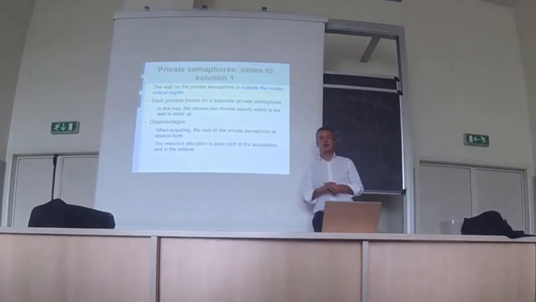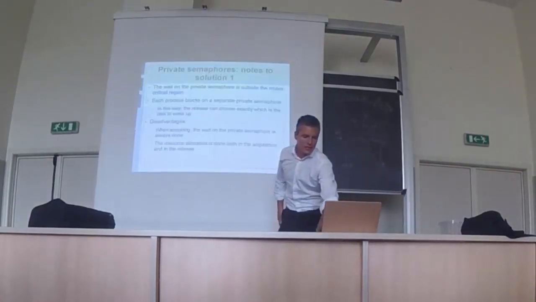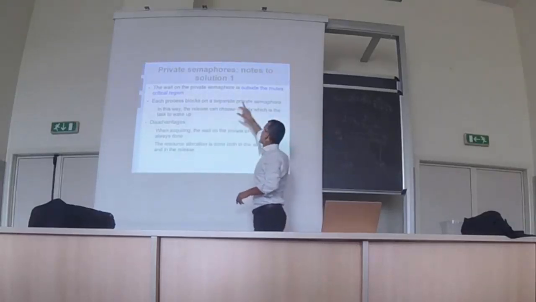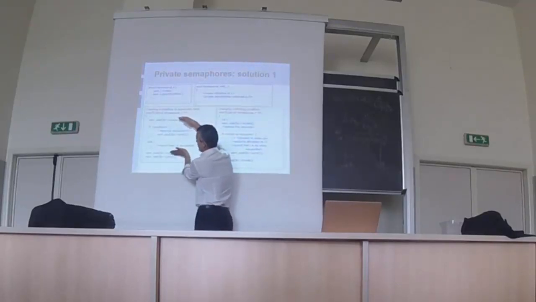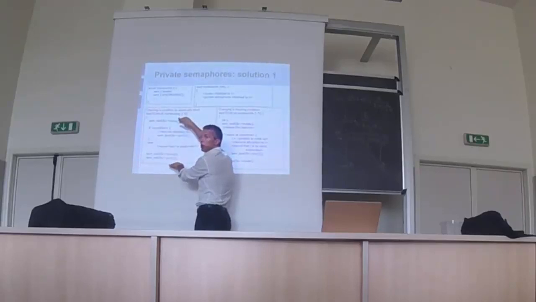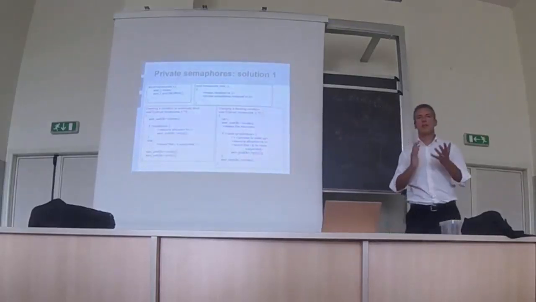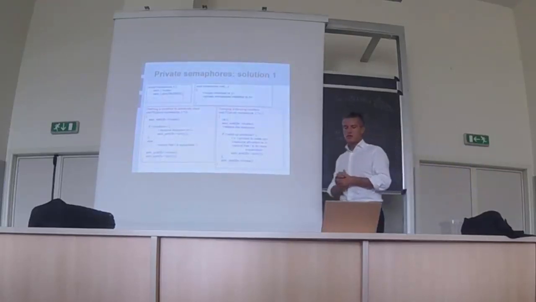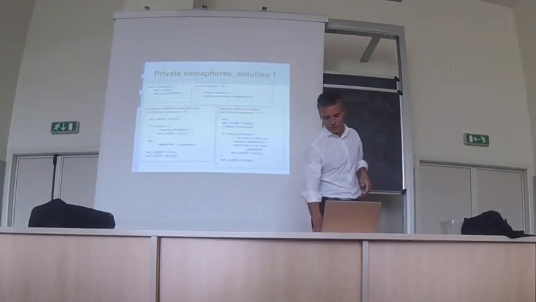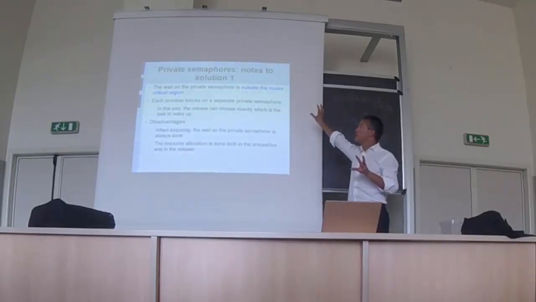So note that the wait on the private semaphore, in this first solution, is performed outside the mutex critical region. So here, this is the mutex region, and the wait is outside. Okay? So I will not block while holding a mutex. Again, never block while holding a mutex. Never put a synchronization primitive within a mutex unless you're 100% sure of what you're doing. Then each process, or better each class of processes, blocks on a separate, private semaphore. Okay?